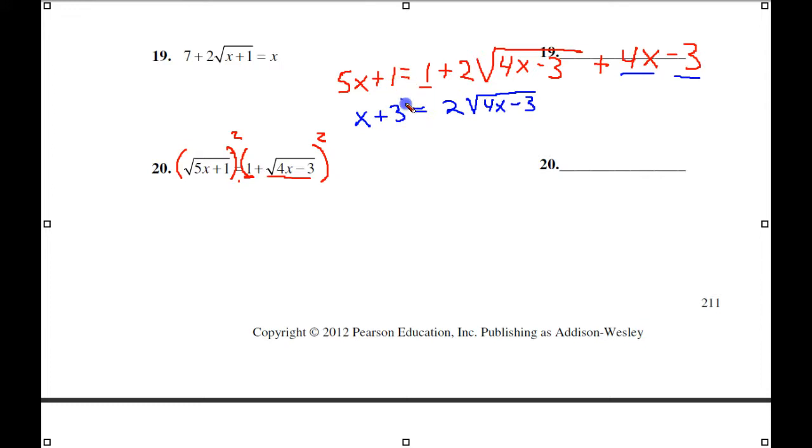Now what are we going to do? Well, we're going to square this side and square that side. So this becomes x squared plus 6x plus 9. Square that, multiply this, double it, square that. This then gives me, this squared is 4 times 4x minus 3.